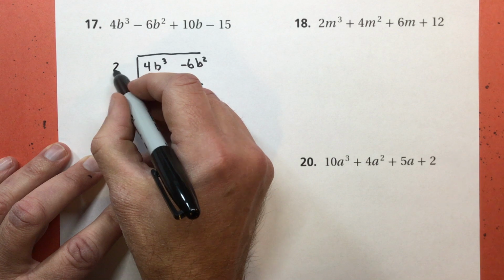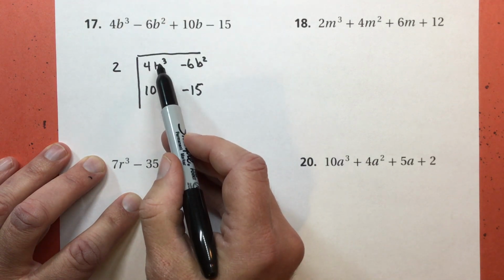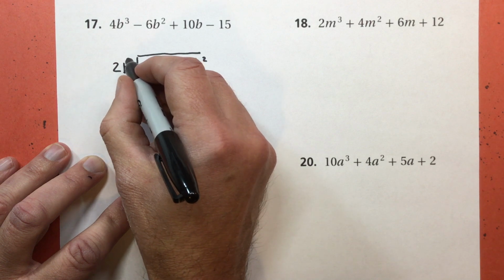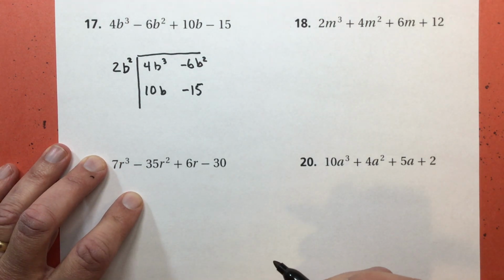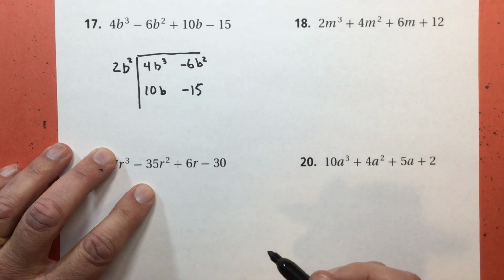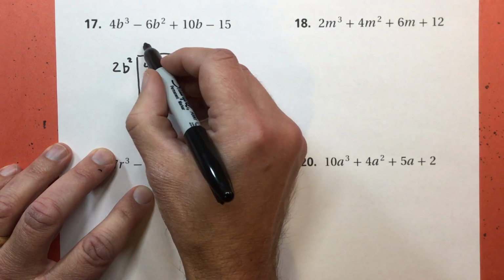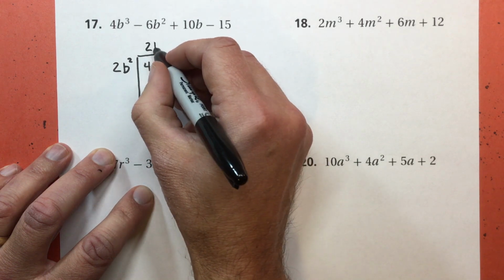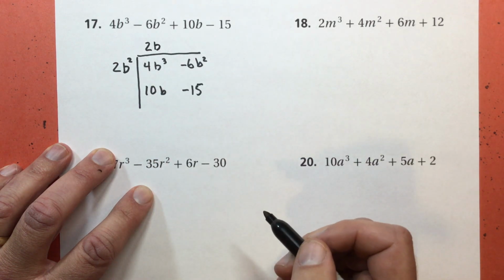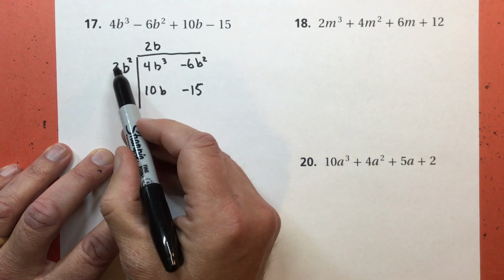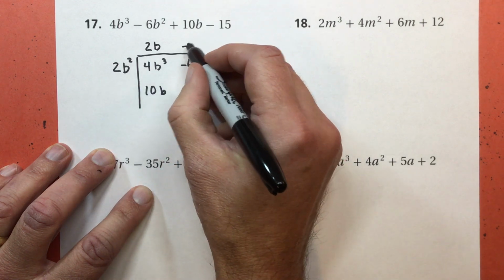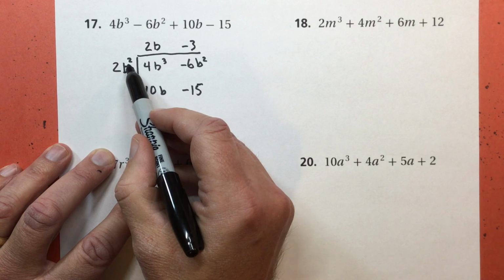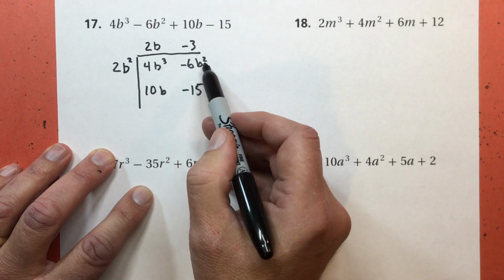So I've got 2 times 2, I've got 2 times 3. They both have a 2. I have b times b times b, I have b times b. So that's 2b to the second power. What got left behind? 2 times 2 equals 4. B to the second times another b equals b to the third power. 2 times negative 3 equals negative 6. And b to the second times 1 equals b to the second.